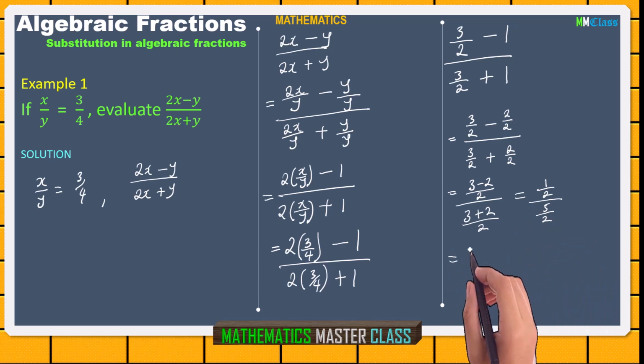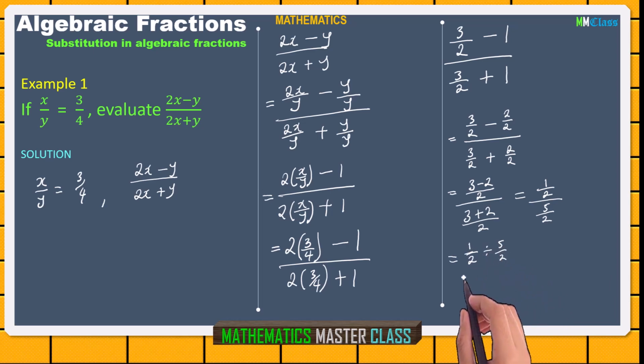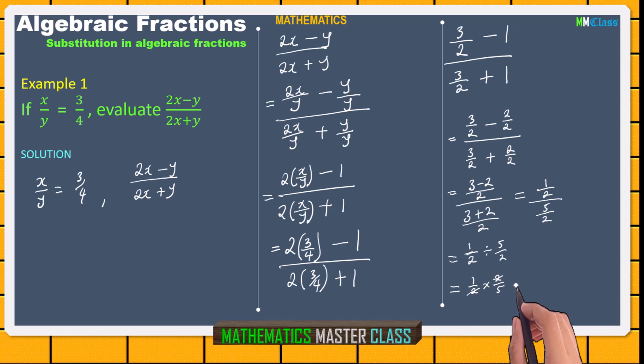So we can convert this to 1 over 2 to be divided by 5 over 2. This will be equal to 1 over 2 times 2 over 5. These two now cancel these two. So our final answer will be 1 over 5. Therefore, we have 1 over 5 as the final answer to this.